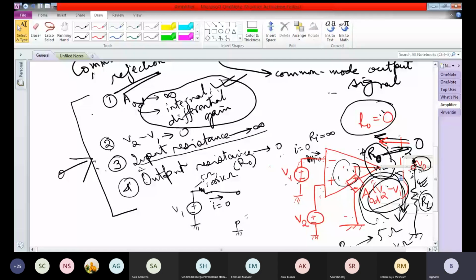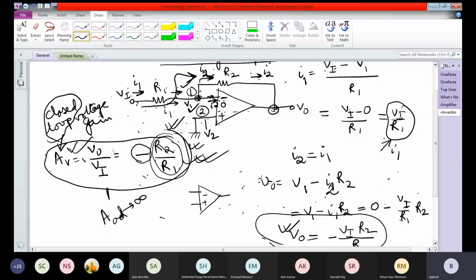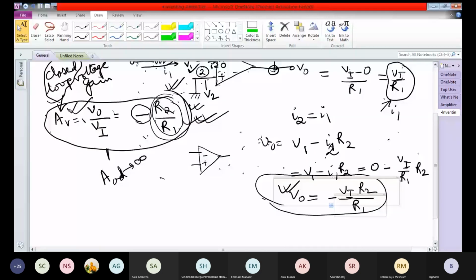Now we can also determine the input impedance seen by the source Vi. What does this source see? If this is the current I1, the input resistance seen by the source Vi will be Vi by I1. So I1 will be Vi.